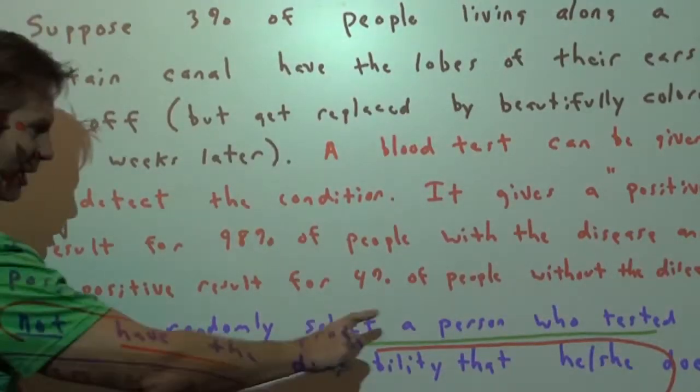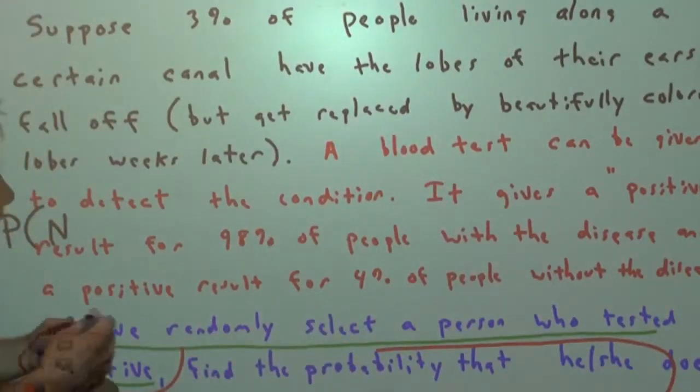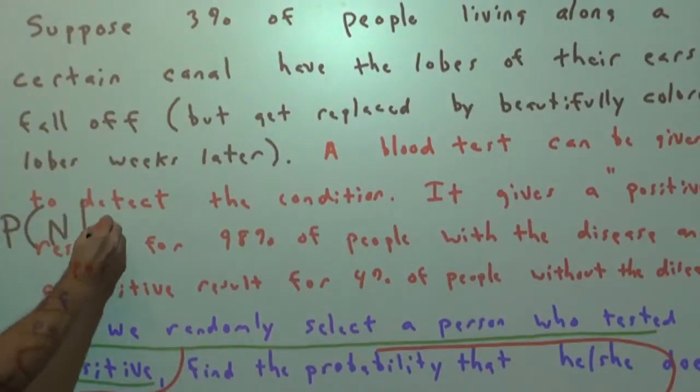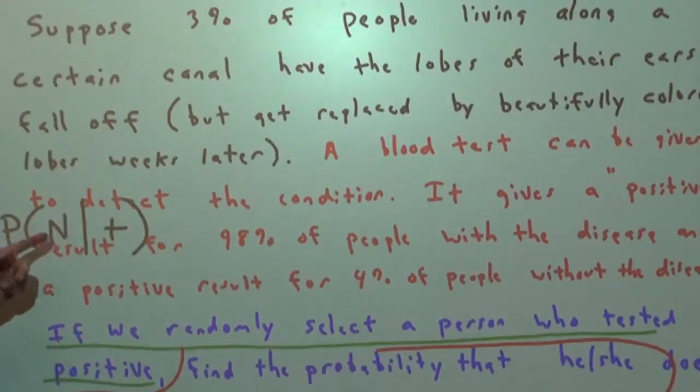Now we consider the introductory dependent clause that says if the person we selected tested positive. So that's given that the person tested positive. So there's our situation. Find the probability that they don't have the disease, but given that they tested positive.